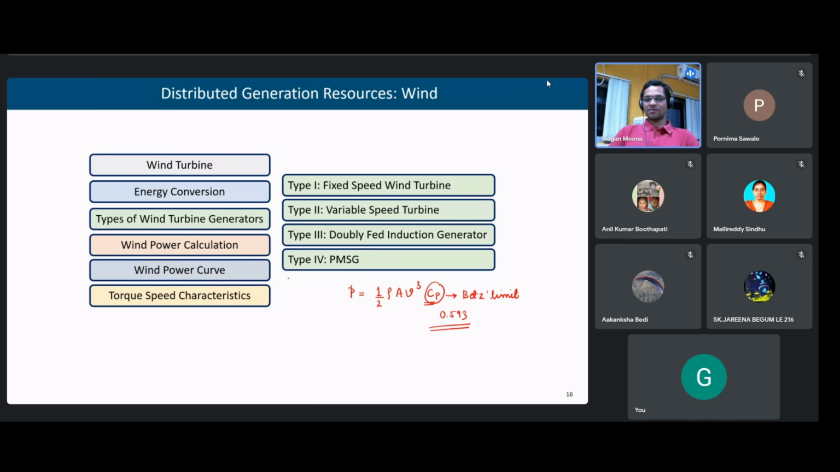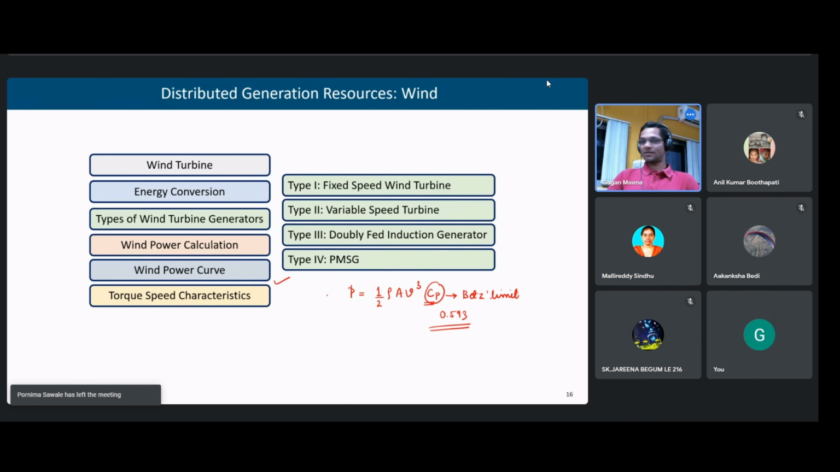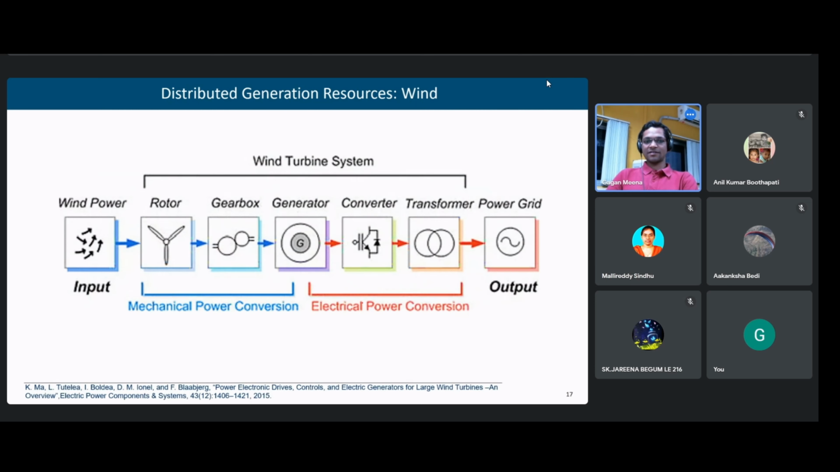Then we also talked about the wind power curve and the torque speed characteristics. We will see these things again when we discuss the questions. So this is the block diagram for the wind energy conversion process. We have the input wind power which rotates the blades of the turbine.